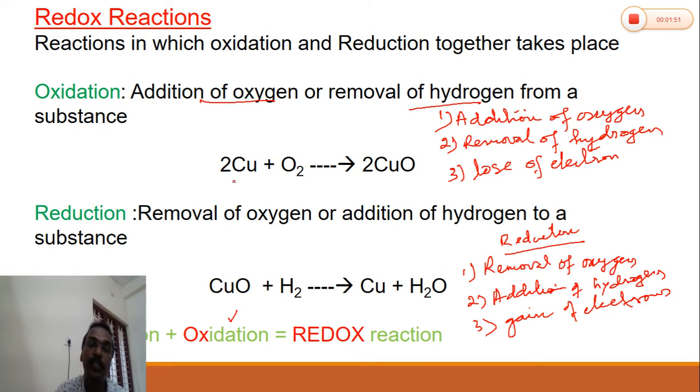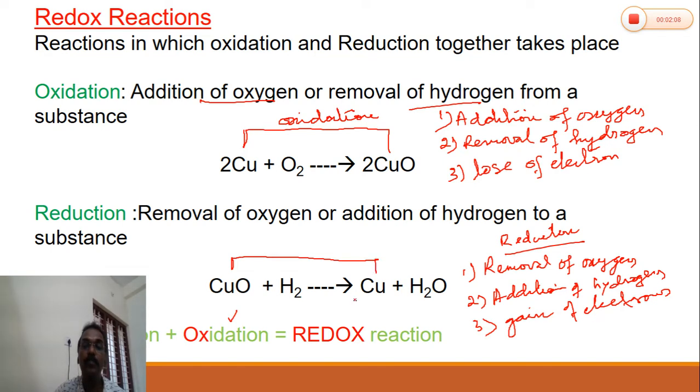Now consider this reaction: copper plus oxygen gives copper oxide. What happens to copper? Copper changes to copper oxide. So this is oxidation. Addition of oxygen is oxidation. Now consider this reaction: copper oxide removes oxygen to form copper. So removal of oxygen is reduction. Now, what happens to hydrogen? Hydrogen changes to H2O. That is addition of oxygen, so this is oxidation.